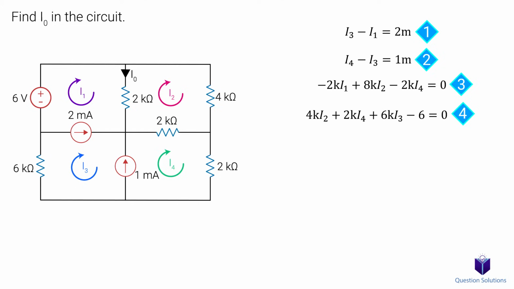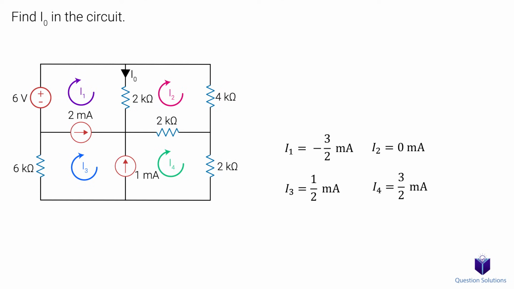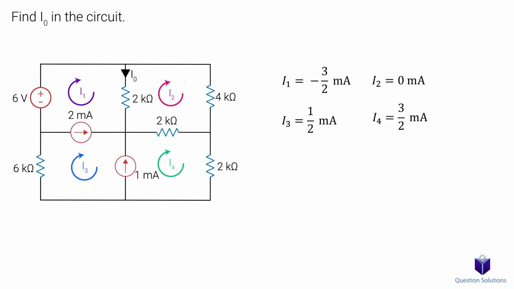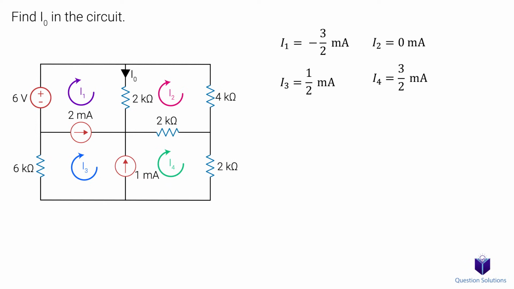We can now solve for all the mesh currents. If you know how to use Gaussian elimination from your linear algebra class, this is the time to use it. If not, you'll be doing some annoying substitutions or eliminations. If you want to see how these equations were solved, please check the description. We get a negative value for I1, which means the current in that mesh actually travels in the opposite direction to our assumption, so counterclockwise.